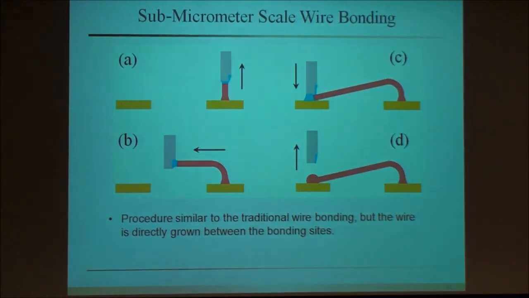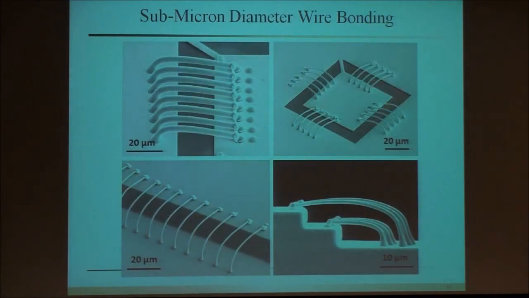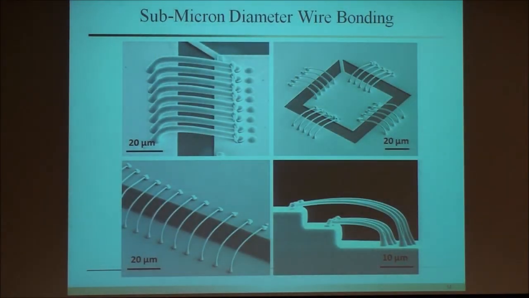And now with this, you can think of wire bonding. Most of you have done wire bonding, but here the wire bonding is totally different. Instead of having a fixed wire already there and dragging it around, we actually produce the wire in situ from this point. You pull up, you grow lateral, you push it down, and you solder it. So the steps involved are pretty much similar to wire bonding, but the difference is that now we can do sub-micron diameter wire bonding.